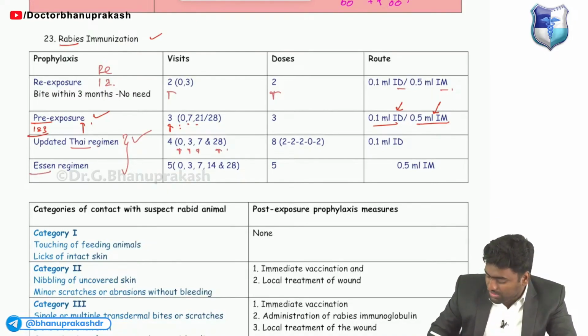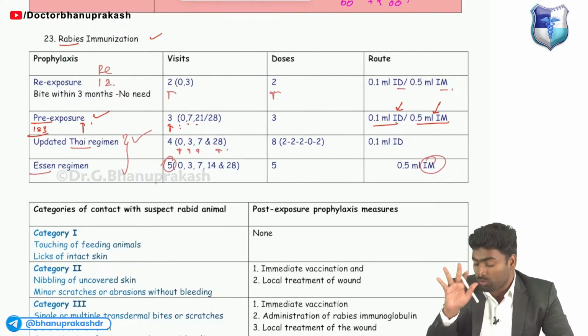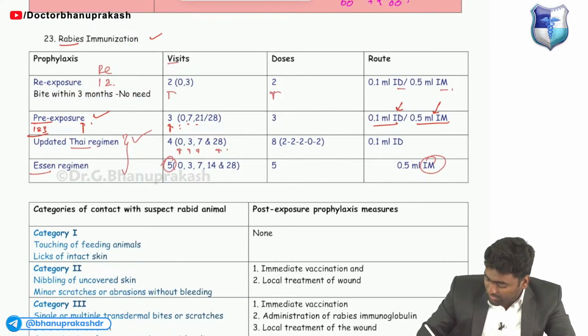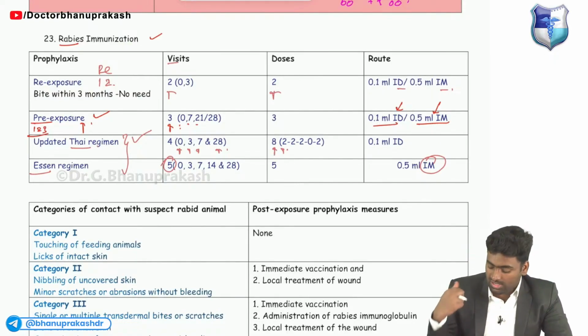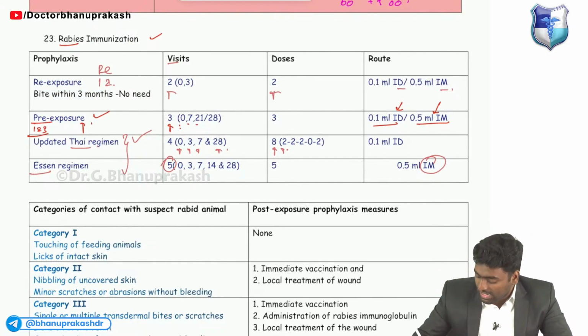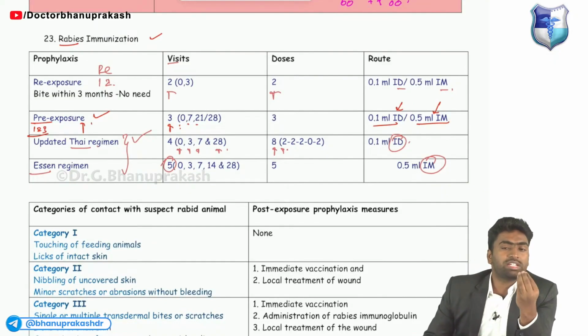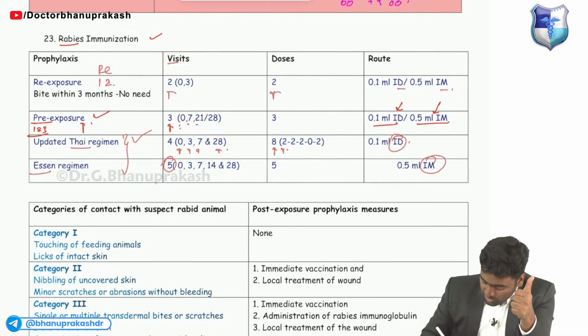Previously we used the SN regimen, which is an IM regimen, where we gave 5 doses and 5 visits. But here it is just 4 doses, 4 visits, and each time you will put 2 doses. So it is 8 doses and 4 visits, and it is intradermal. So remember, Thai is intradermal, just 0.1, for 4 visits with 8 doses. So 0, 3, 7 and 28.